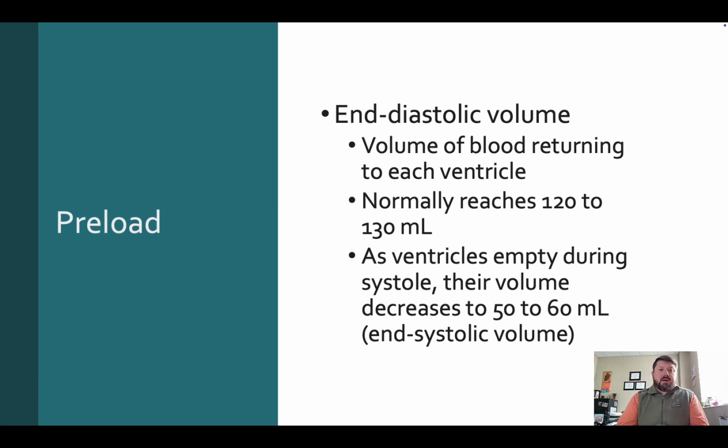This normally reaches about 120 to 130 milliliters, and then as the ventricles empty during systole, their volume decreases to 50 to 60 milliliters, or the end systolic volume. So again, remember, the ventricles don't pump out all of their blood. The normal person has an ejection fraction in the 60s or 70s. There's still going to be about a quarter of the blood left in the ventricles at the end of systole.